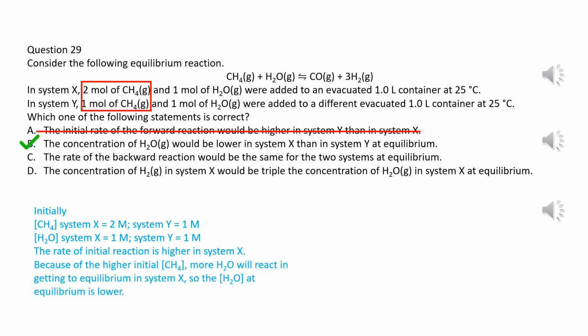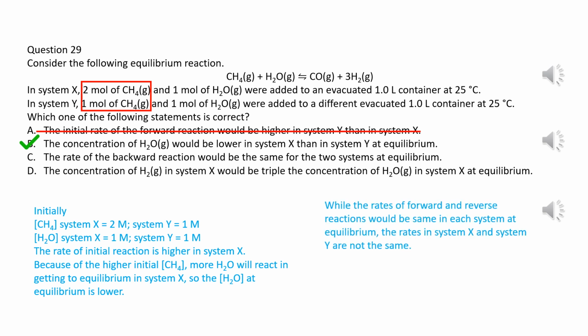Since the initial conditions for the two systems are different, the rates of the two reverse reactions are also different when reaching equilibrium. Therefore, option C is not correct. This reaction is incomplete, so the proportions of reactants and products cannot be determined simply from the chemical equation. Therefore, option D is not correct.